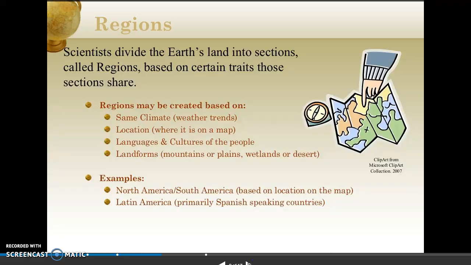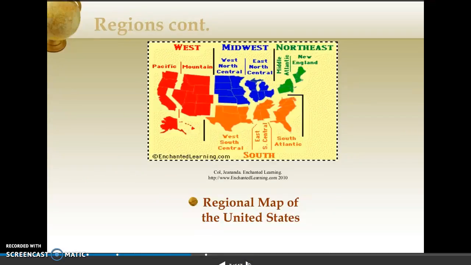Regions. Scientists divide the Earth's land into sections, called regions, based on certain traits those sections share. Regions may be created based on the same climate, location, languages and cultures of the people, and landforms, like mountains or plains, wetlands, or deserts. Examples are North America and South America are based on a location on the map. And Latin America is primarily Spanish-speaking countries. Here's a map of the United States broken up into regions of the United States.